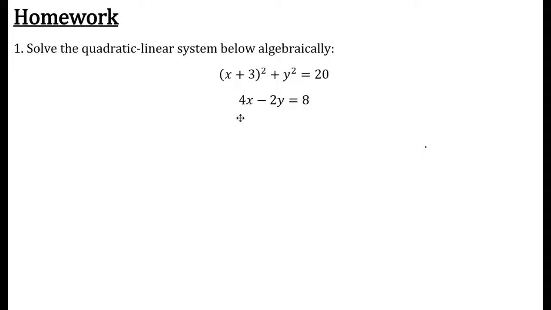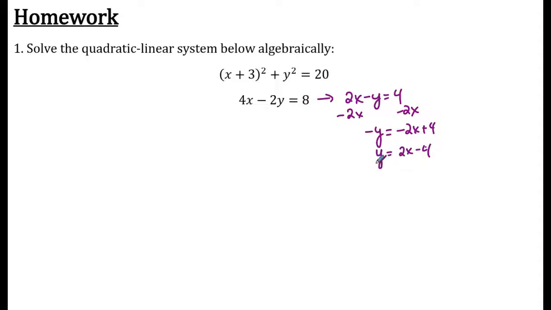Maybe the first thing you noticed was I can divide everything by 2 to get 2x minus y equals 4. That's always something that's helpful to do to simplify linear expressions. Subtract 2x: negative y equals negative 2x plus 4. So y equals 2x minus 4.